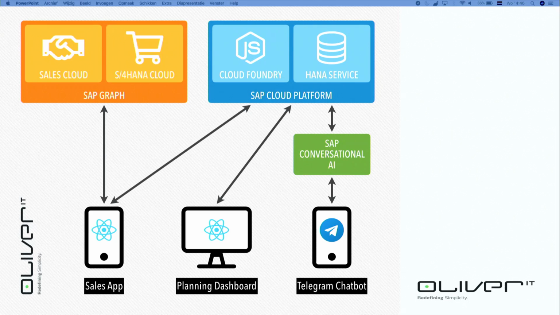So we have a React planning dashboard, which is also communicating with the planning backend. And last but not least, we have the Telegram chatbot, which the customer can use, which is part of SAP conversational AI, and is also interacting with this planning backend.